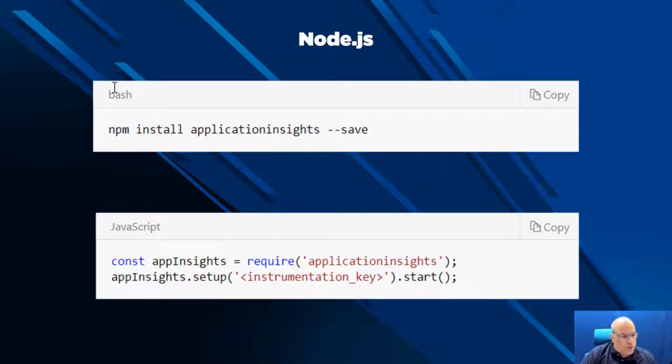This is another way to do it. If you're in the Node world, you can do npm install applicationinsights. The --save is optional for you. And then the 2 lines of JavaScript code here: const appInsights = require('applicationinsights'), and then you call setup with the instrumentation key. Again, I'll show you what the instrumentation key looks like in a second.